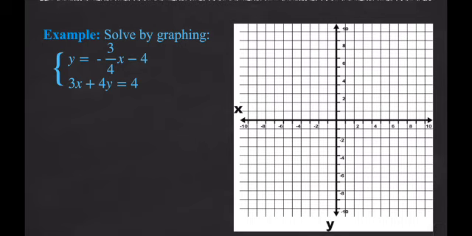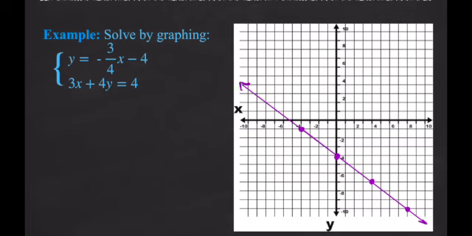Another example. Let's do this one by graphing again. Nice. The first equation is nice because we have the slope and the y-intercept. So we have the y-intercept at negative 4. We have slope being negative 3 over 4, so we can go down by 3 and then run by 4. We can go down by 3, run by 4. Or we can go up by 3, run by negative 4, and so on. Okay, so let's go ahead and just connect those dots. We're going to create our graph.